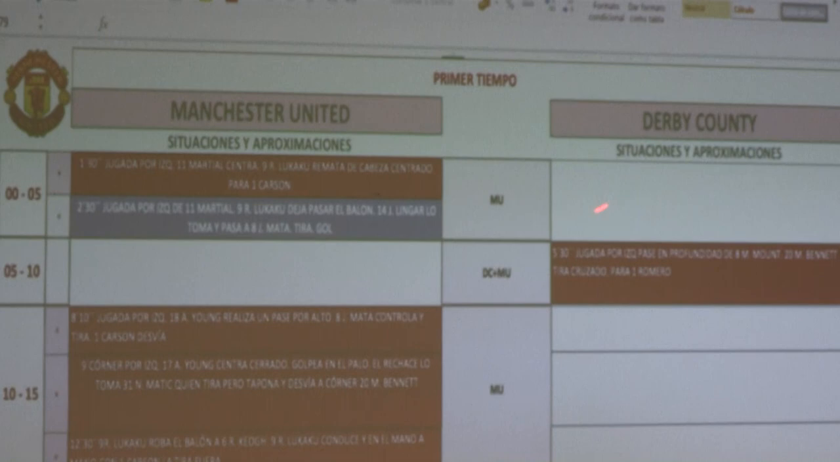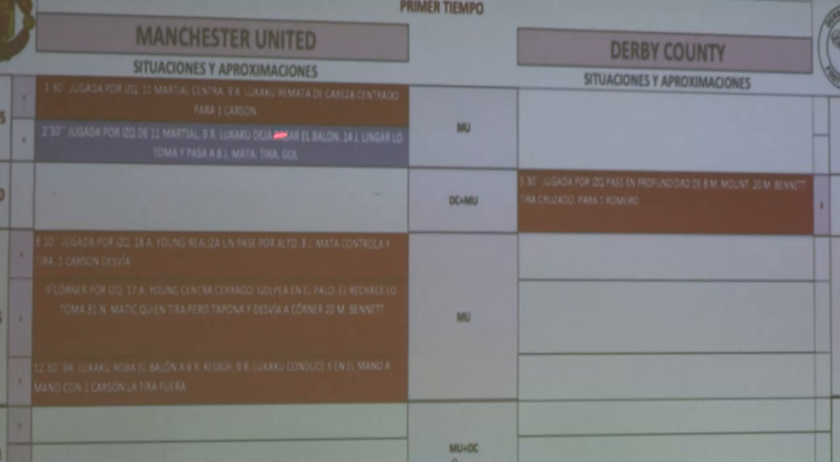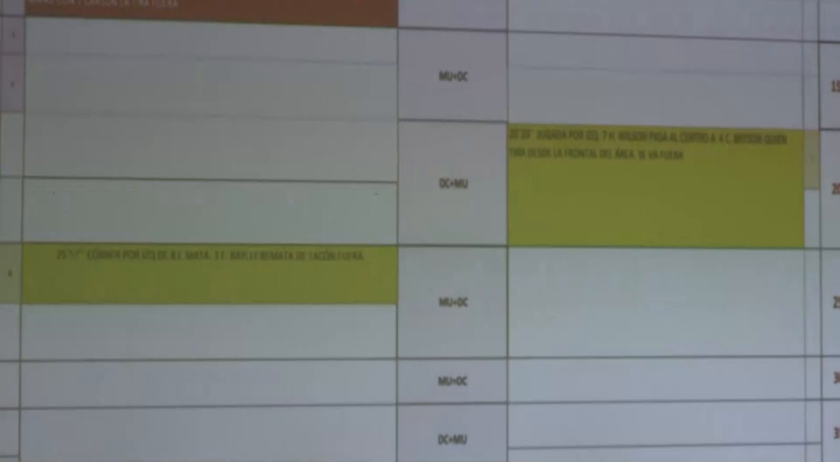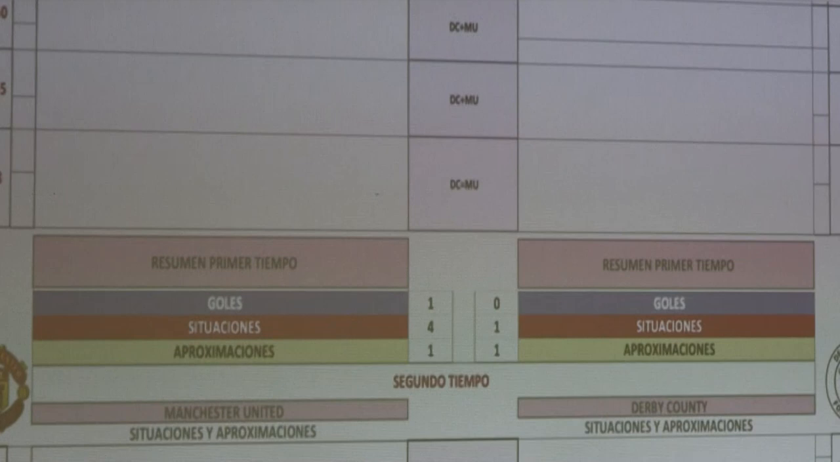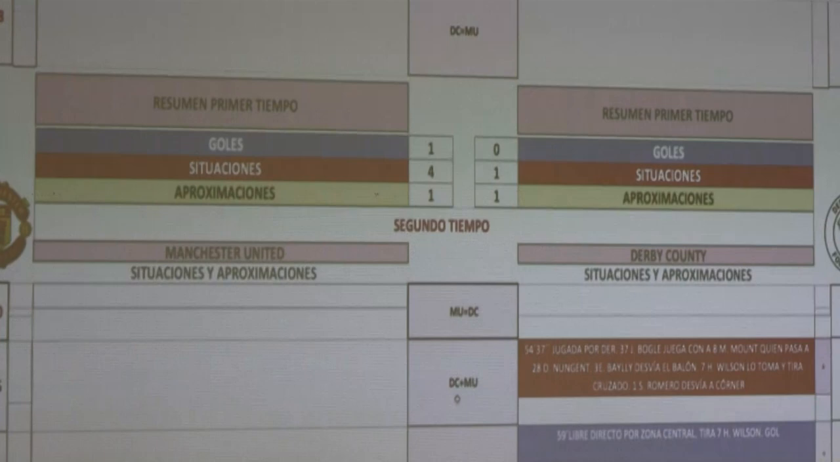The other thing we do is record the goals, the chances to score, the half chances, and which team dominates in each segment of 5 minutes. That's why it takes 4 hours to analyze each game.